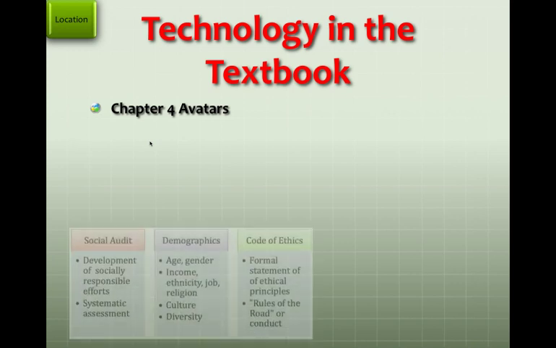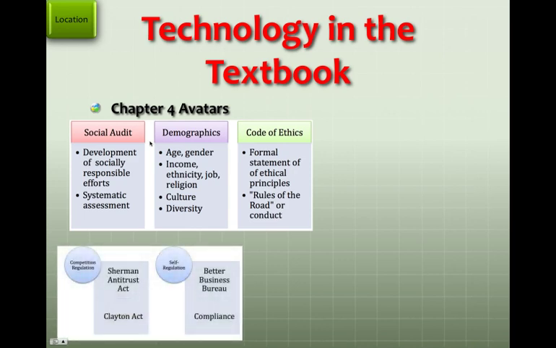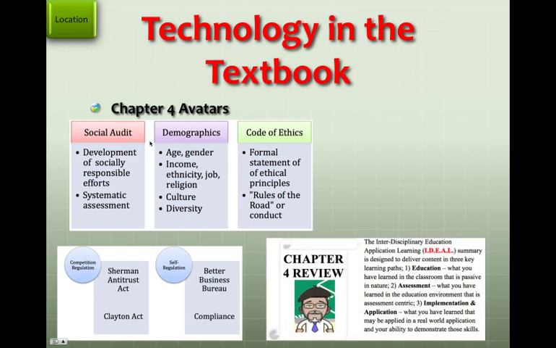Chapter 4. We have the social audit, demographics, and code of ethics that we're looking at, as well as the competitive regulation and self-regulation components. And then the chapter 4 review.